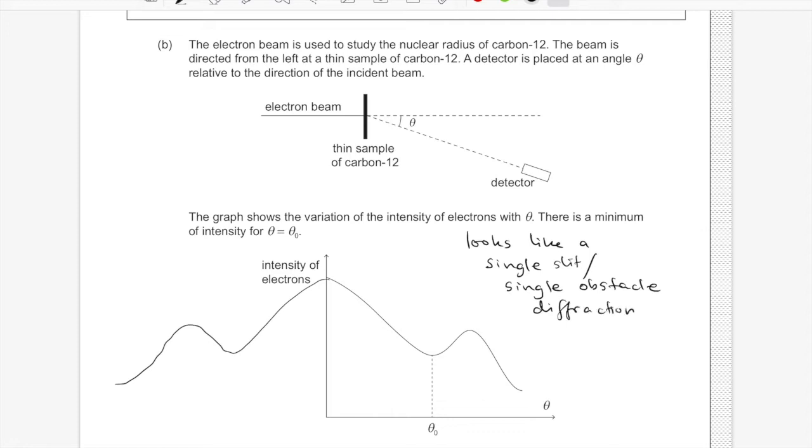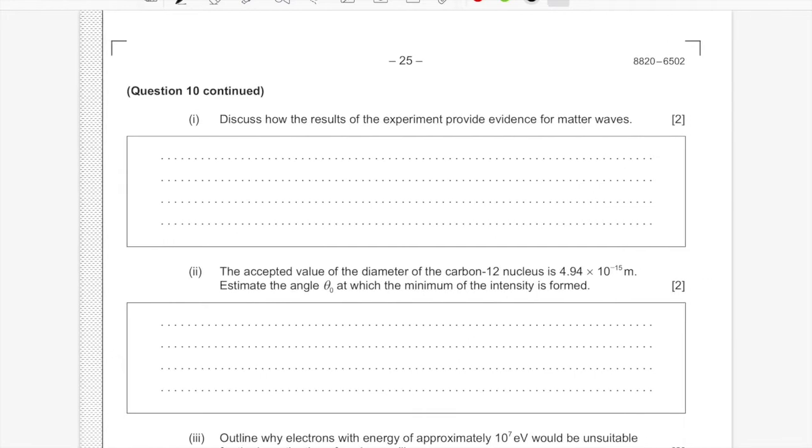And there is a formula in topic 12 that tells us that sine of the diffraction angle is roughly equal to lambda over d, where d is the size of the obstacle, or the size of the slit. Here it's an obstacle, the nucleus, the size of the nucleus. Okay, so we have to just write something about why this is evidence that electrons can behave as waves. So we'll just phrase that along these lines.